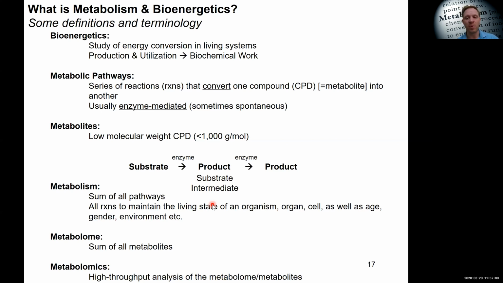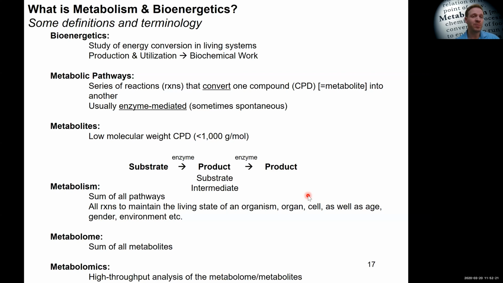We can go even smaller. Different cells have different metabolic states, a different metabolism. Cells in your brain have a different metabolism from cells in your liver, for example. And in addition to that, we also need to take into account different environmental conditions.